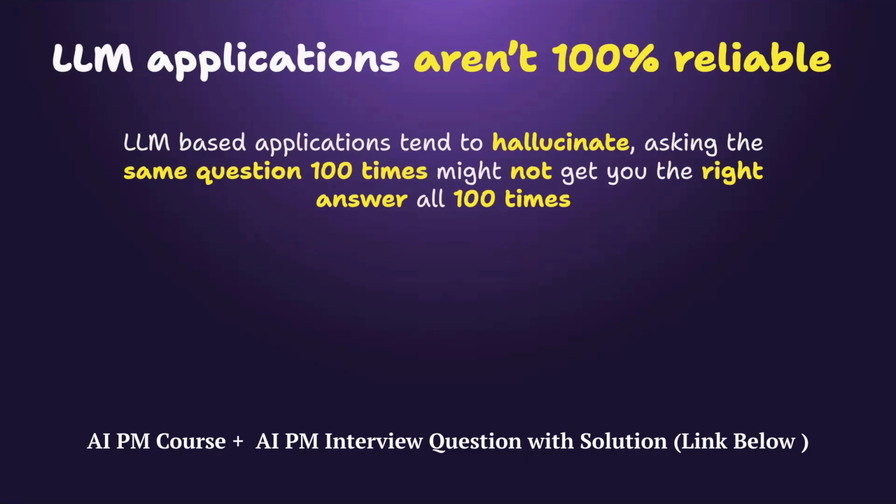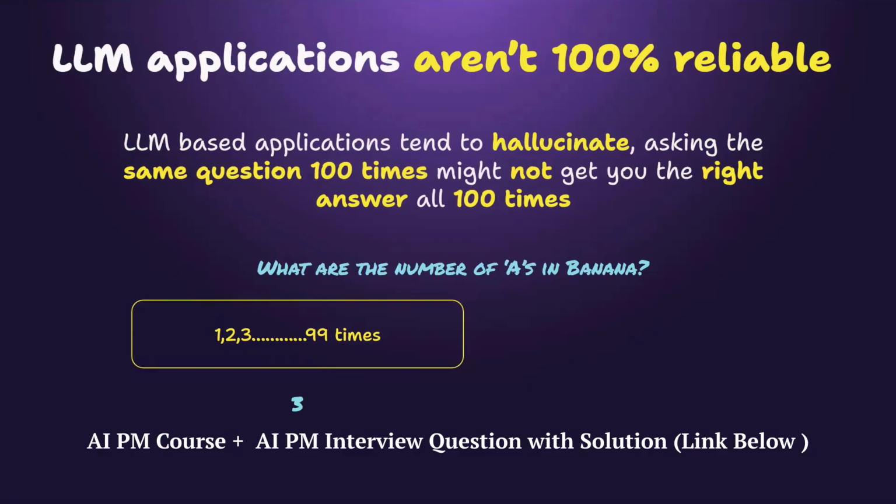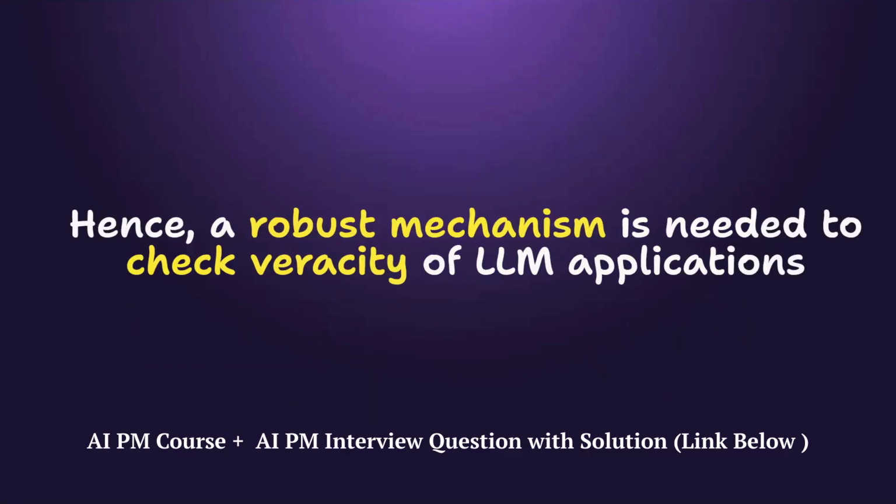We all know that LLMs have a knowledge cutoff date, but even if they know the answer and are asked the same question again and again, they tend to provide different answers. For example, if you ask the question, how many A's are there in the word banana? For the first 99 times, you might get the right answer, that is 3, but the 100th time, when you ask the same question, there is a possibility that the LLM gives you a wrong answer. Hence, just creating a GenAI application or an LLM-based application is not the end. We need to have a robust mechanism to check the veracity of such applications.